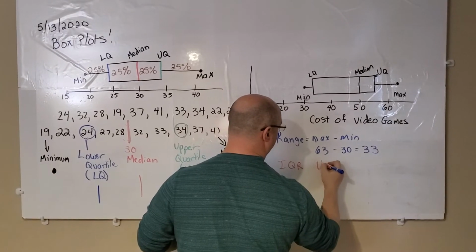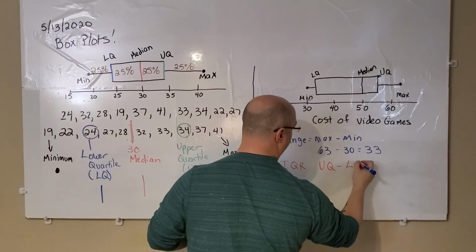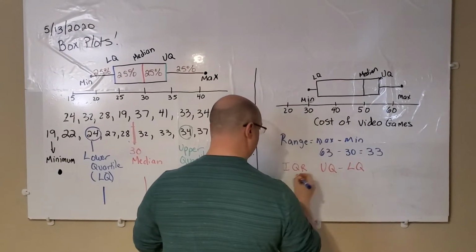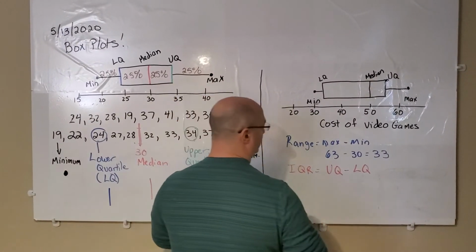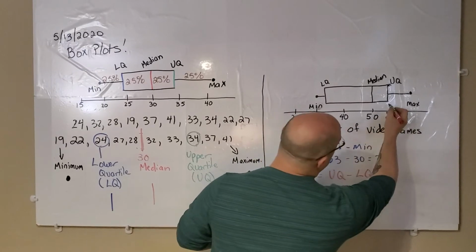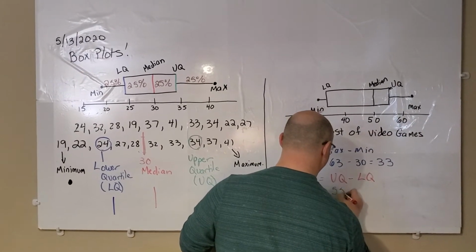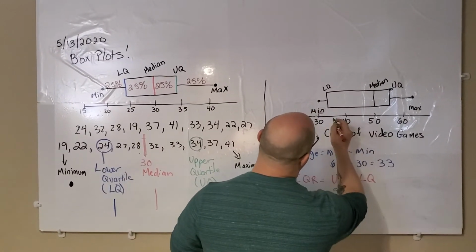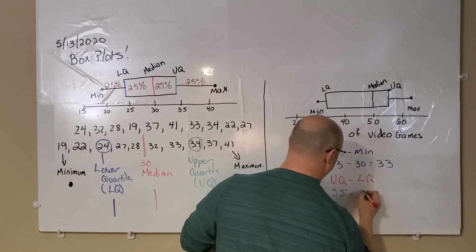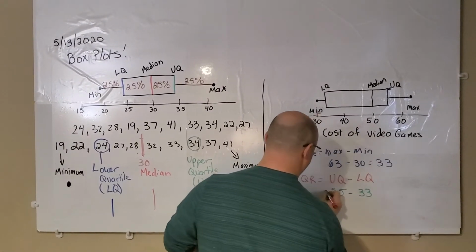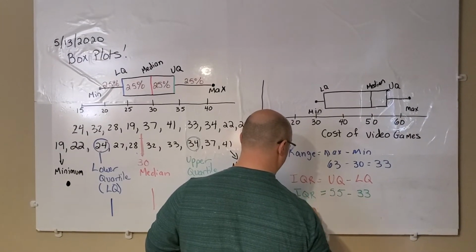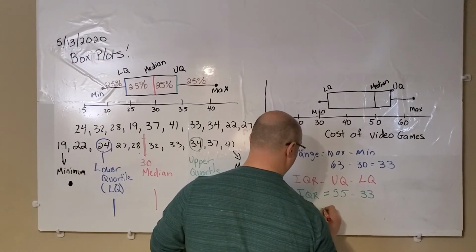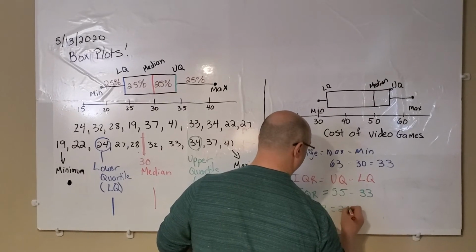If I want to do my interquartile range, which is my upper quartile minus my lower quartile, in this case, my upper quartile is about 55. My lower quartile, about 33. So our interquartile range is 22.